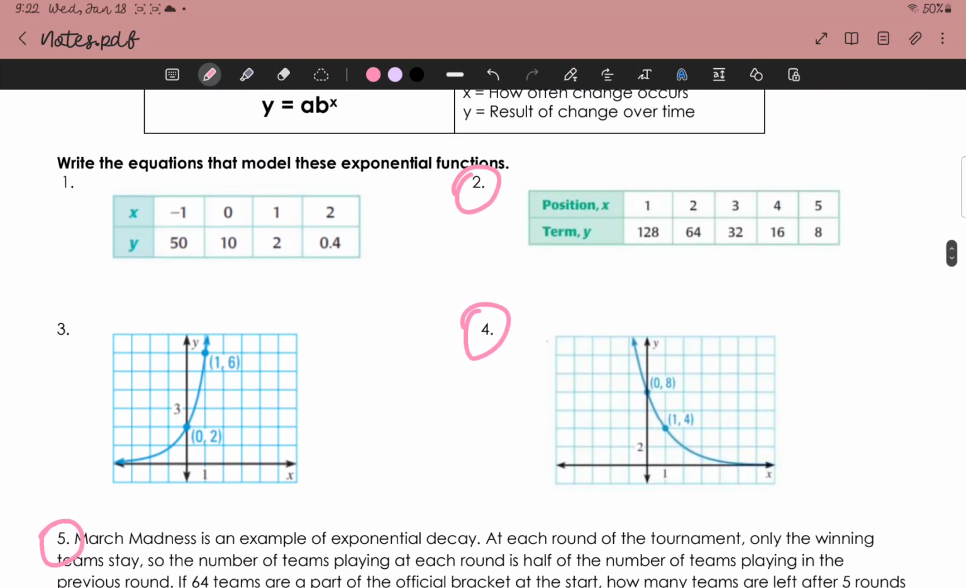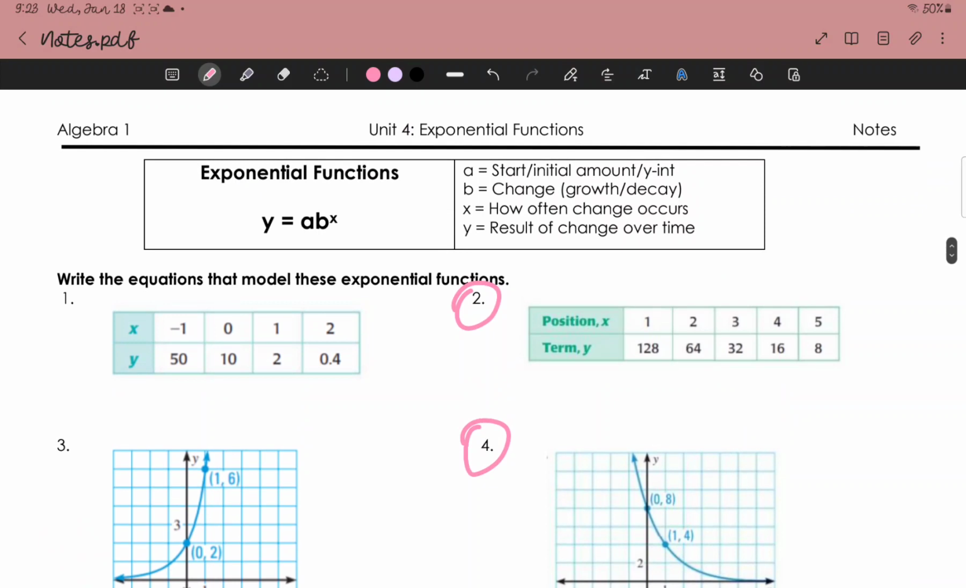They always have the equation at the top for you, so you don't have to keep remembering it. That's good because on your EOC, our end of course test, you will have this formula with you, so you don't have to memorize it. But you have to remember what A, B, x, and y stand for.